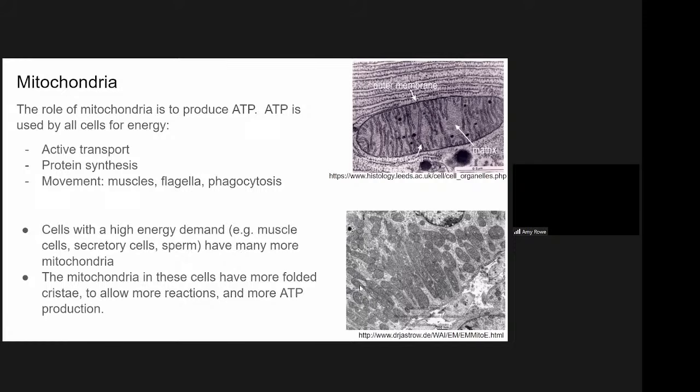As well as having lots and lots of mitochondria in these specific cell types that have a very high energy demand, they also have more folds in their cristae to allow more reactions to take place and therefore more ATP production.